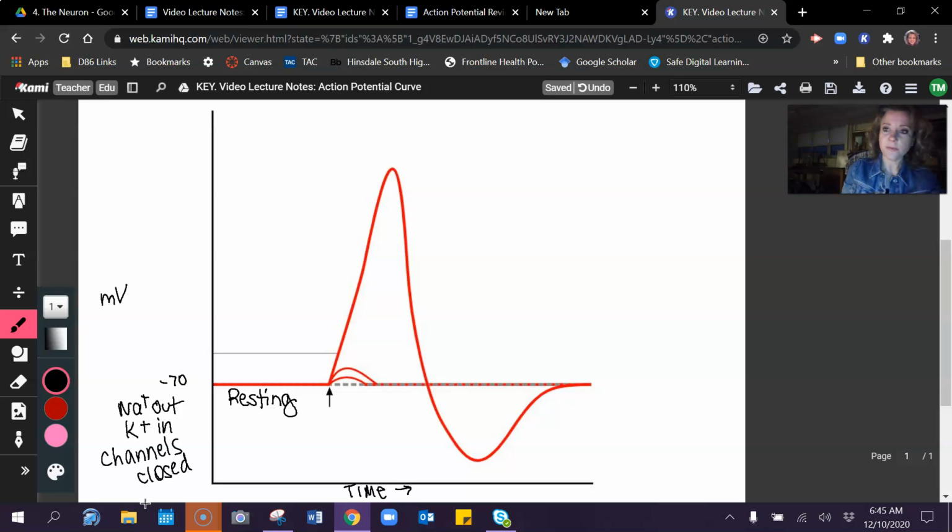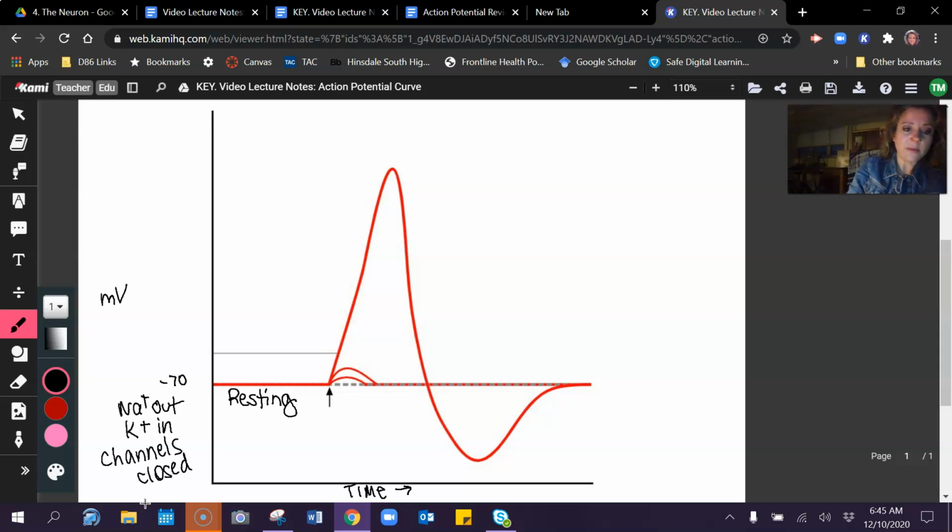Now you may have a few potassium leak channels, which are constantly open, and that's going to allow for the trickling out of a few potassium ions here and there. Remember that potassium ions are positive, and so that's going to contribute to the negative environment that is found inside of the cell, because as positive things leave the cell, the charge is going to become more negative. So that's what's happening during our resting phase.